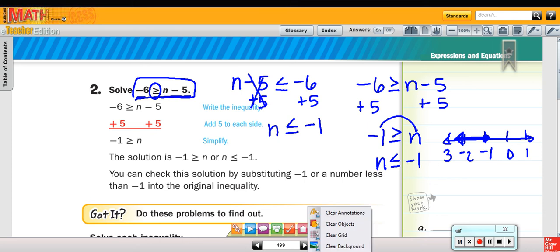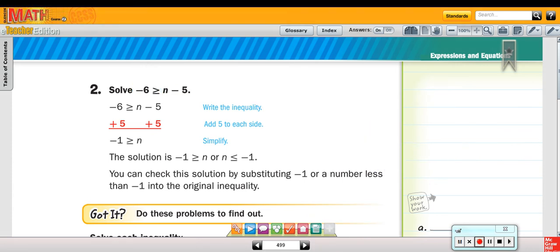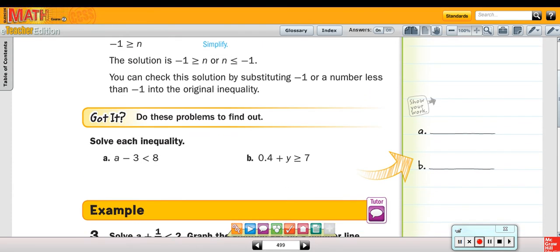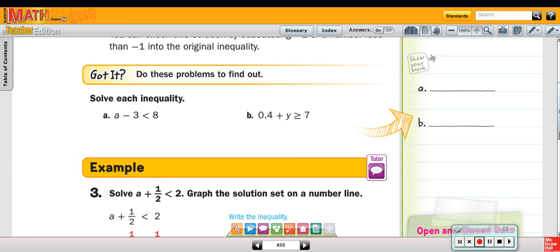Okay? Go ahead and I'm going to have you pause the video and try these got it problems here in the middle of the page. Go ahead and do that.